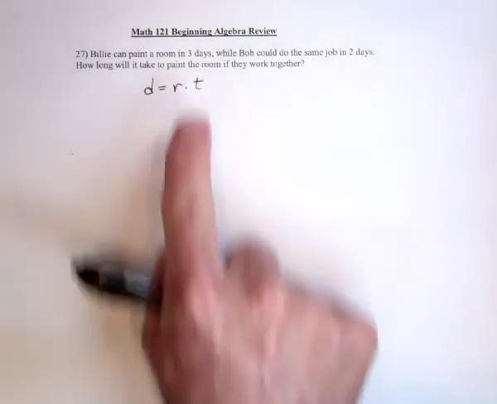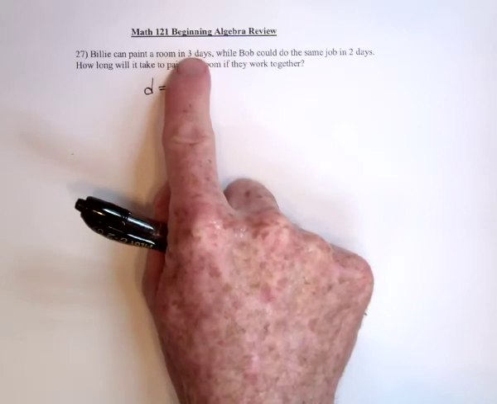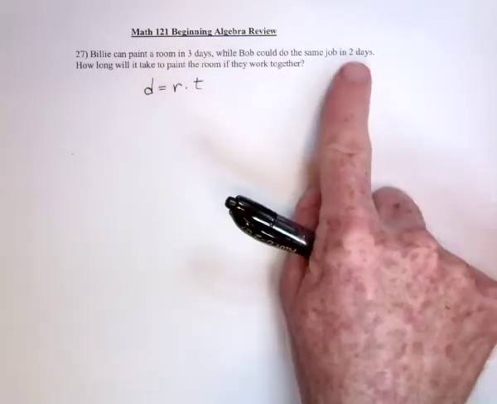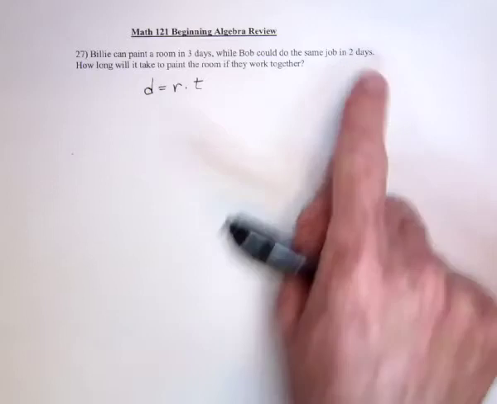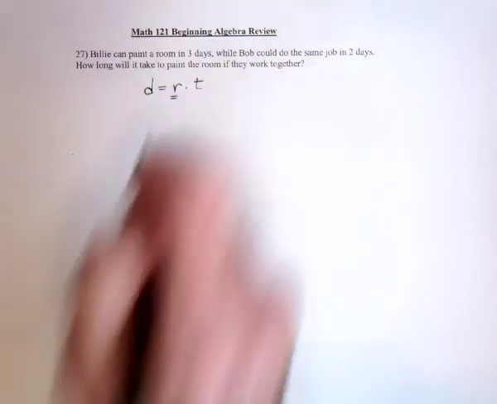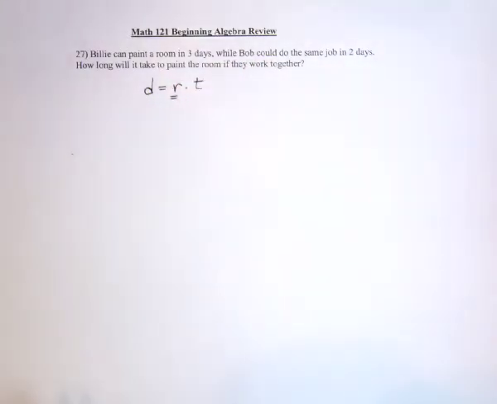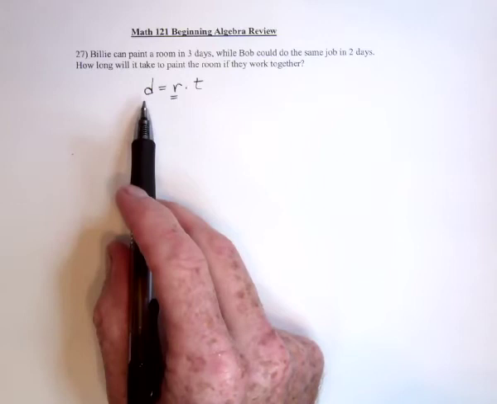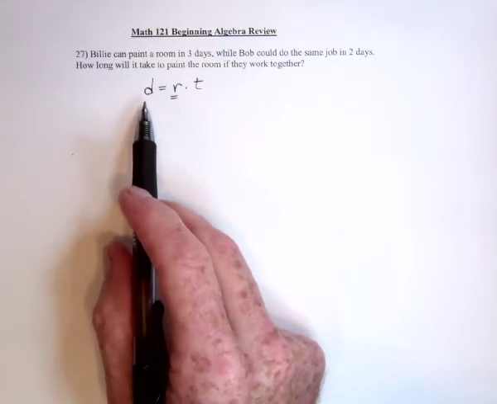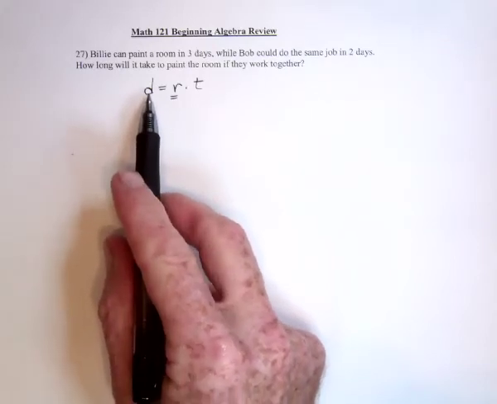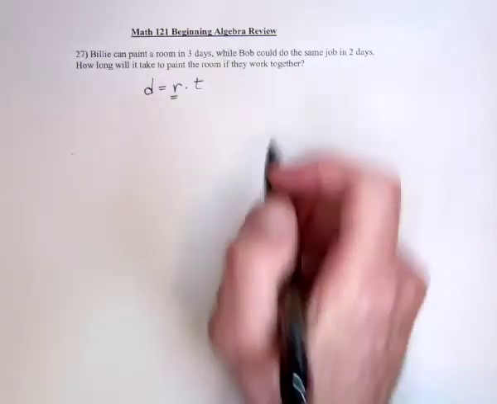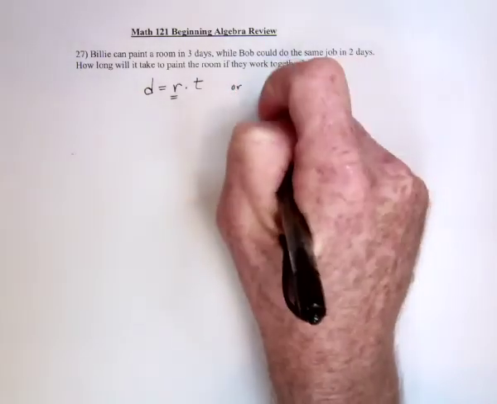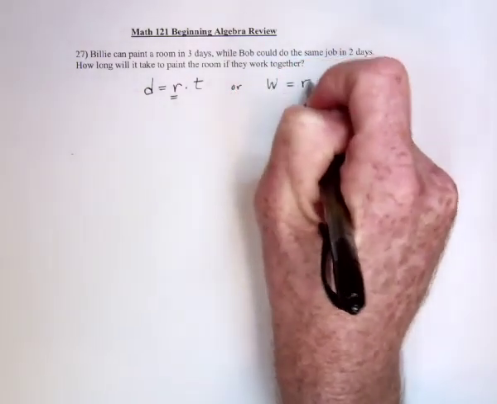Because in a way, this is telling you how fast Billy works, and this is telling you how fast Bob works. So both of those are giving you a rate, how fast they work. And time, of course, will be in days, but it's not going to be a distance, it's going to be a job. So instead of distance equals rate times time, it's going to be work equals rate times time.